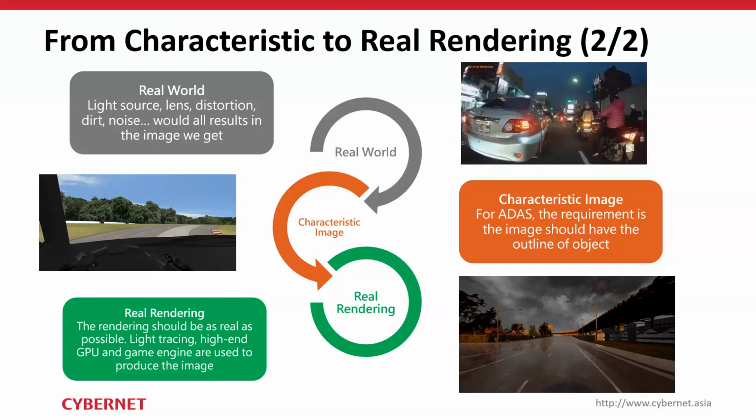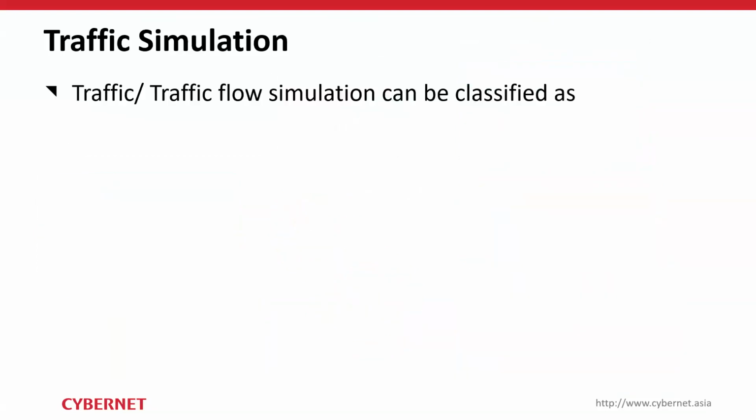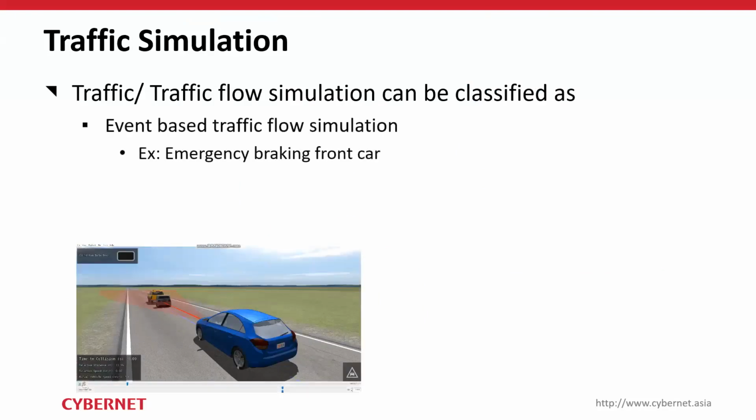Now we know about sensor modeling and simulation. Now take a look at traffic simulation. We can classify traffic simulation into two kinds. The first one is event-based traffic flow simulation. This kind of simulation is usually set for regulation testing, like Euro NCAP, ISO regulations, or something else.